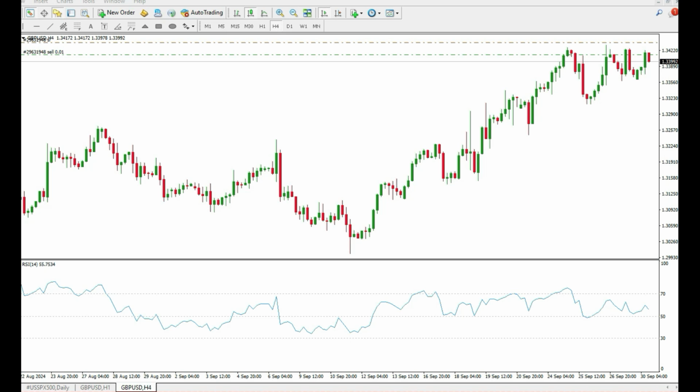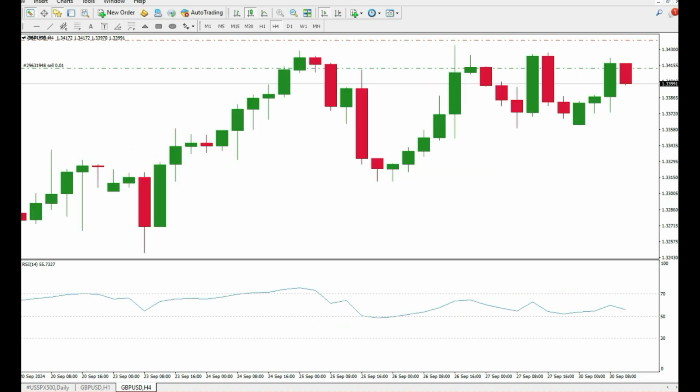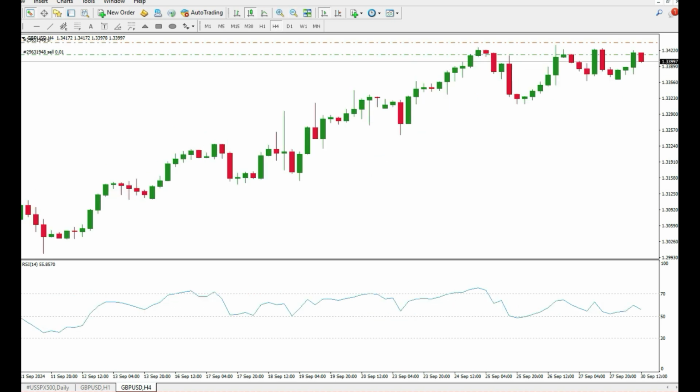I want to show one pattern that can be very interesting for traders. It's a triple top, and it's not so often that we can see it in the market. However, this is a process we see when we have a strong bullish trend, for example like this.